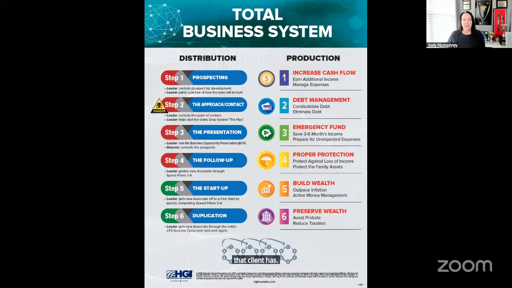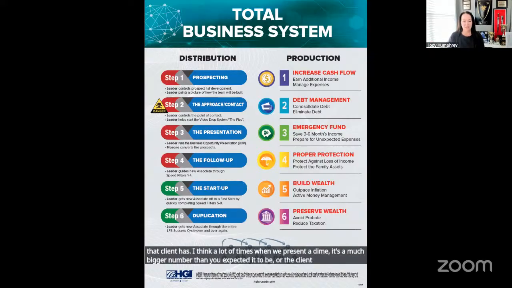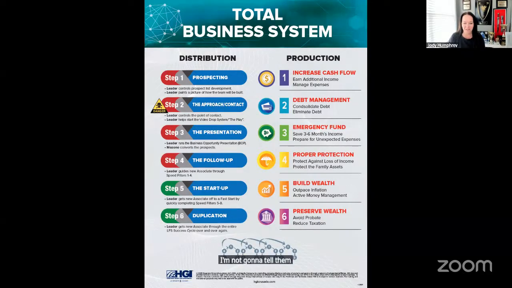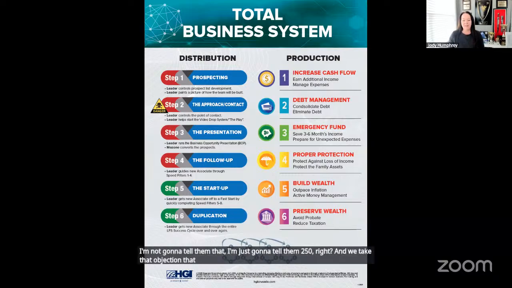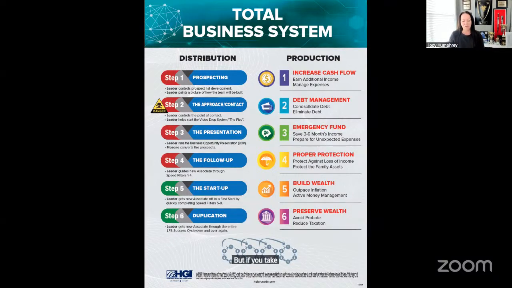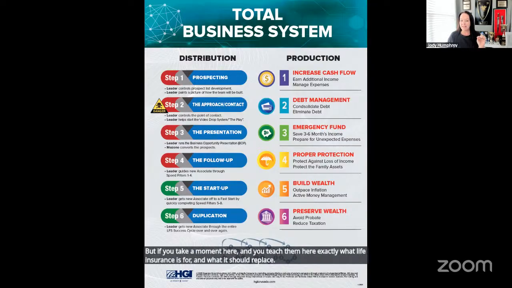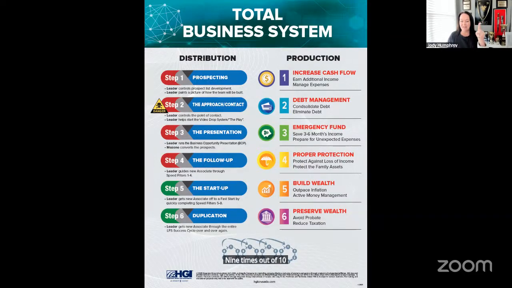I think a lot of times when we present a dime, it's a much bigger number than you expected it to be or the client expects it to be. So a lot of times we're like, I'm not going to tell them that. I'm just going to tell them 250, right? And we take that objection that was never given. But if you take a moment here and you teach them exactly what life insurance is for and what it should replace, 9 times out of 10, you're going to sell every single penny of it.